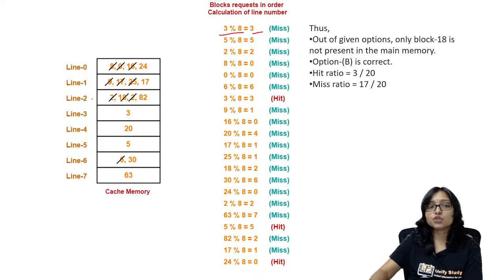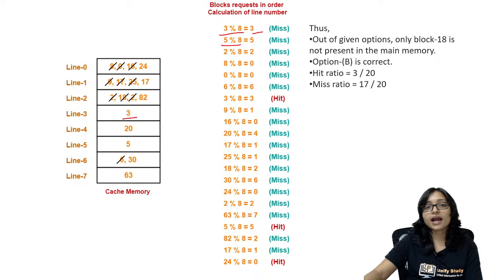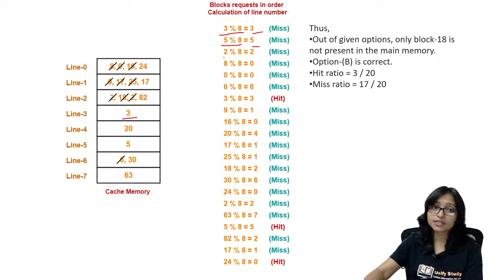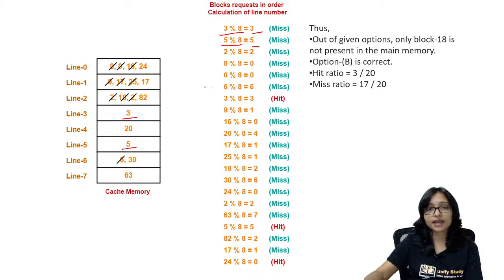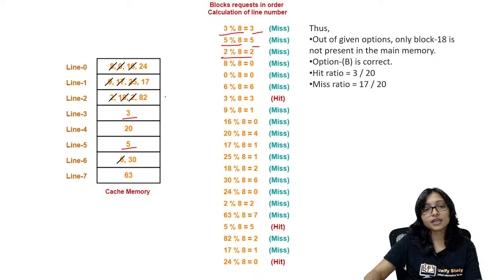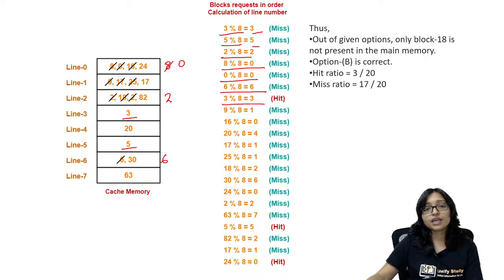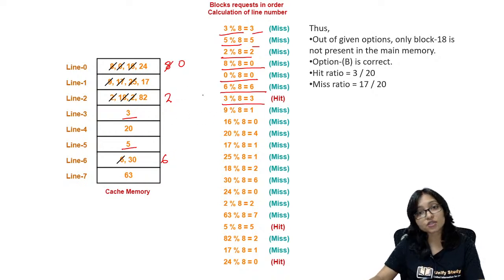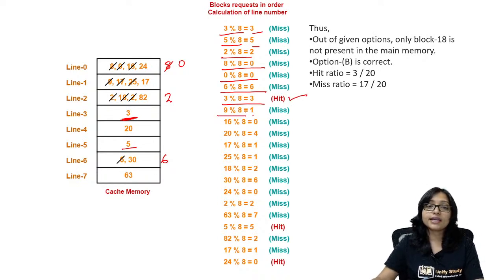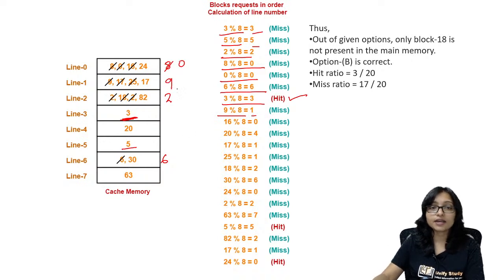See this, here I will find it in this way. 3 mod 8 will come to 3, space 3. Now 5 mod 8, where the 5 mod 8 is represented, in place 5 only. So it is in 5. 2 mod 8, it will be in place 2. 8 mod 8 will be in 0. 0 mod 8, now again it is coming to 0, that's why I will replace 8 with 0. 6 mod 8 is 6, so it comes to position 6. Now 3 mod 8, where will it come? It is already present, that's why it is a hit now. Here 9 mod 8 is 1, so 9 will come here.